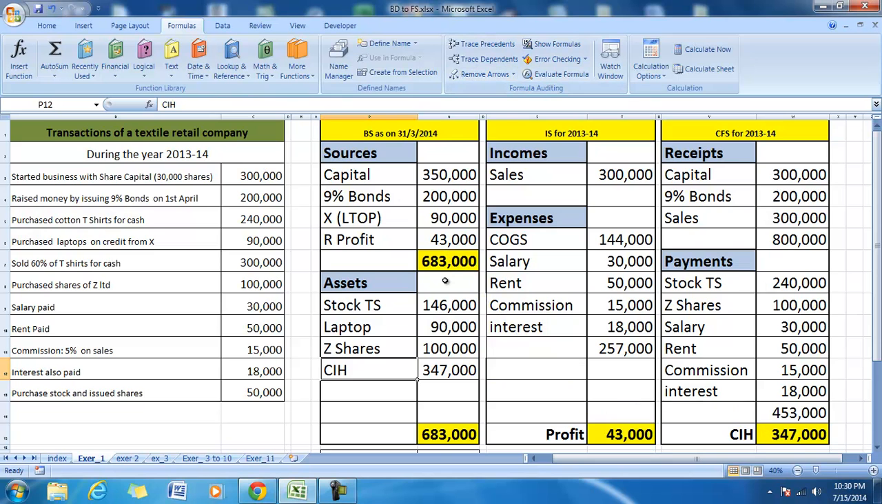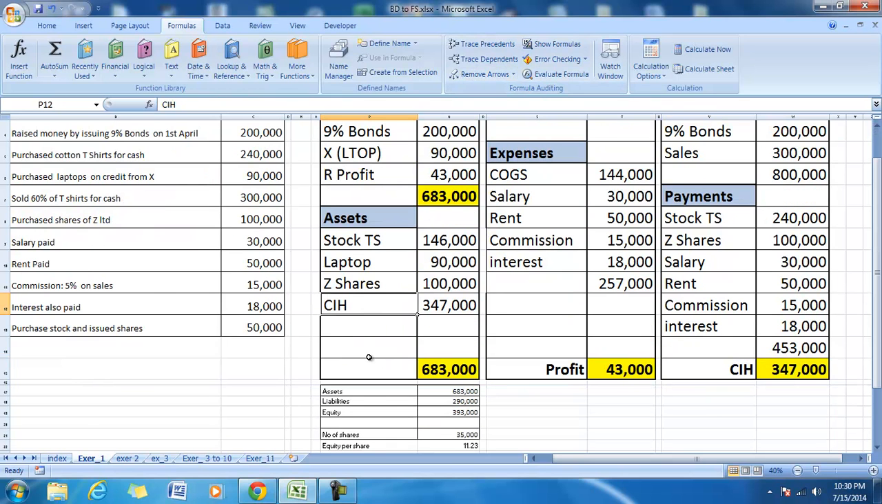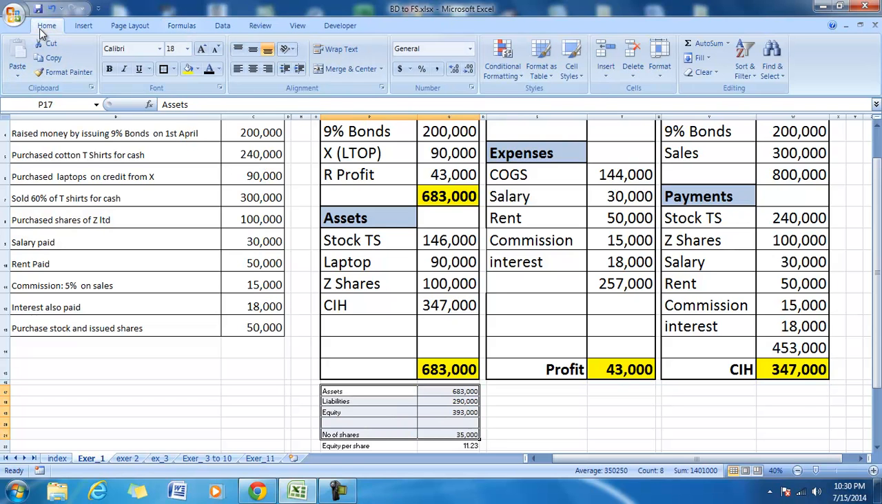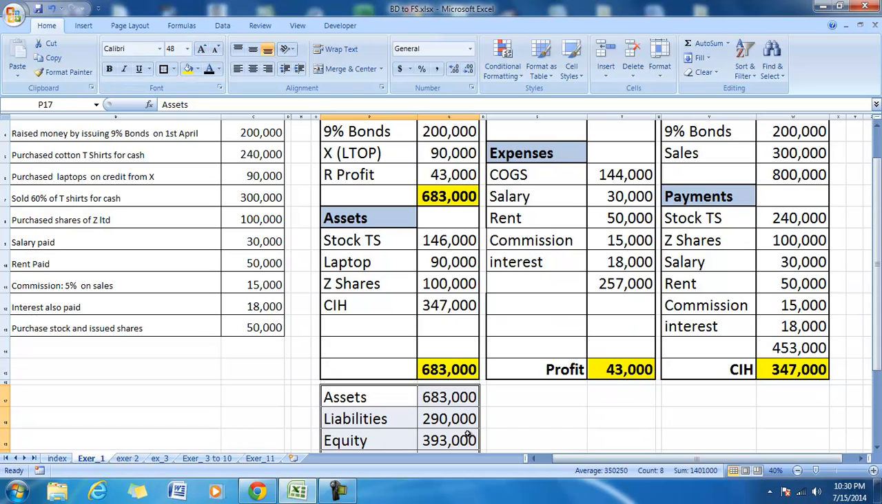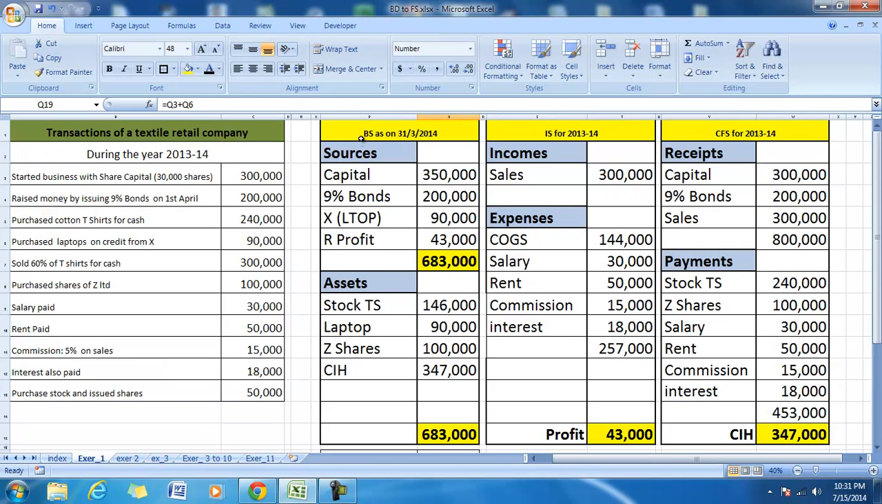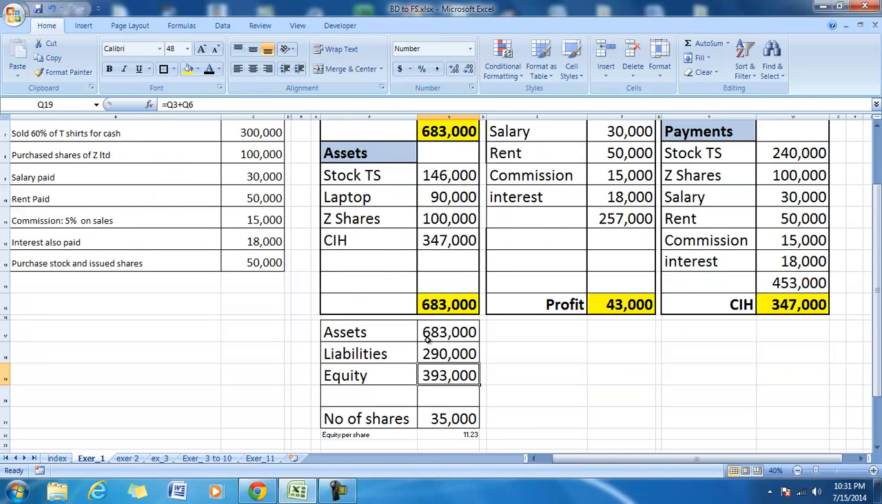So the sources are equal to assets, and these sources can be put as the accounting equation that assets is equal to liabilities plus equity. So balance sheet is representation of accounting equation on a particular date.